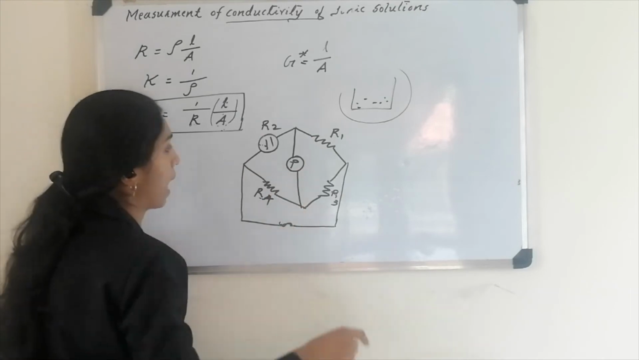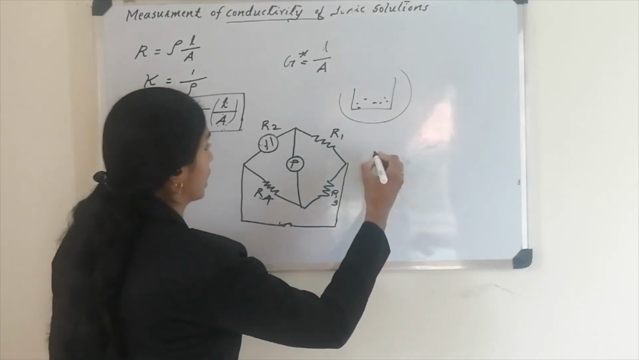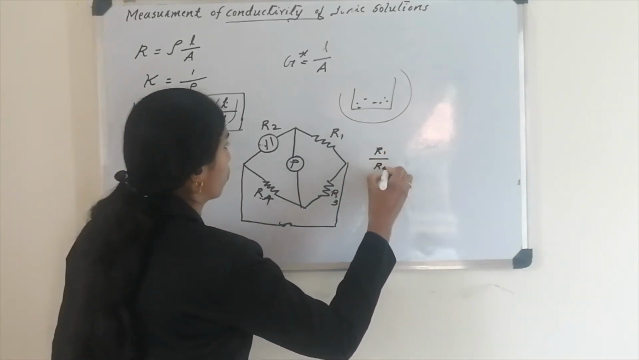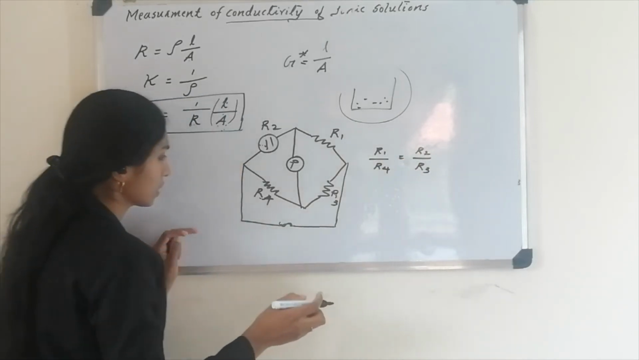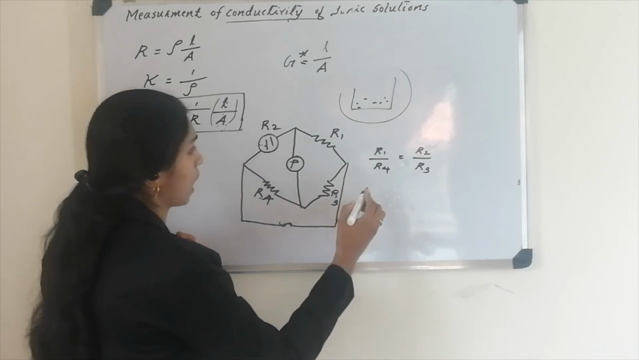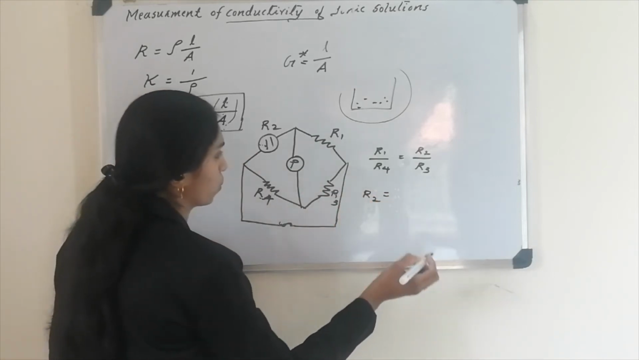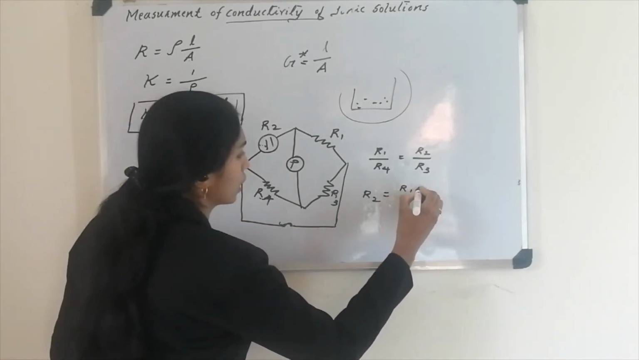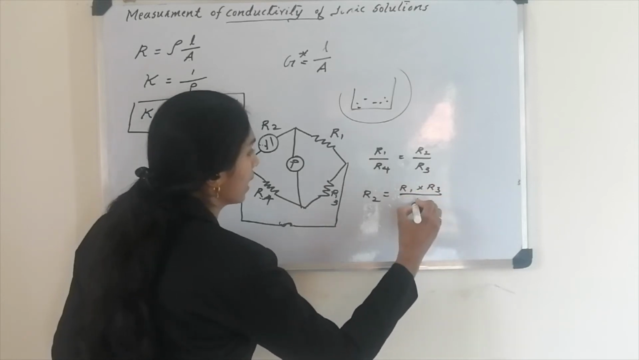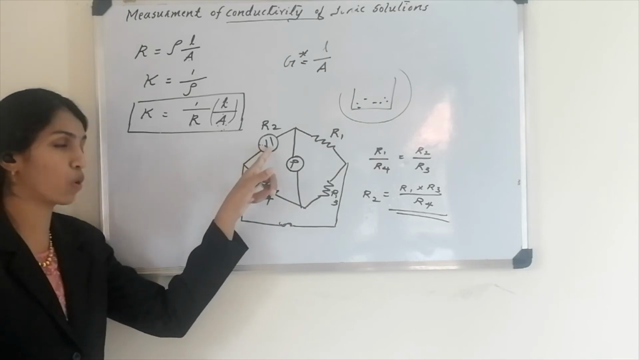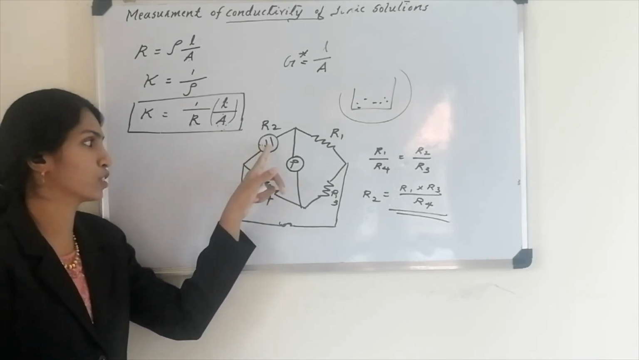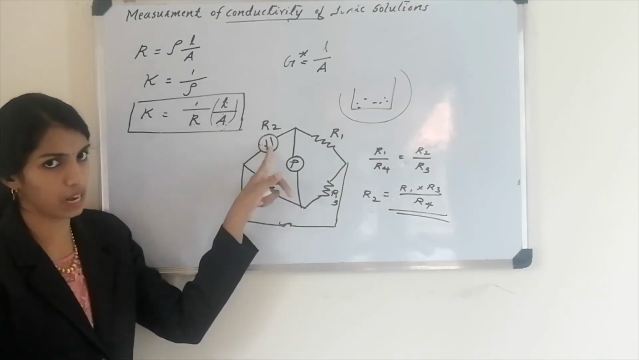When this bridge is balanced, we can write the equation R1 divided by R4 is equal to what? R2 divided by R3. Then the unknown resistance R2 can be calculated as R2 is equal to what? R1 into R3 divided by R4. Using this equation, we can measure the resistance of the solution taken in this conductivity cell.